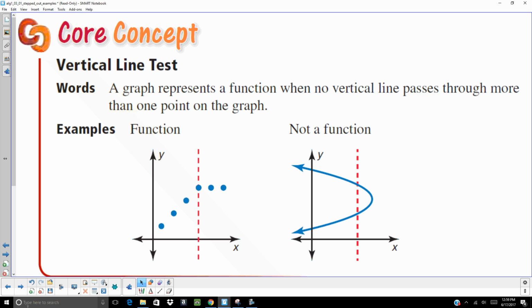All right, the vertical line test. You're going to always hear a lot about the vertical line test. The easiest thing on this one is use it when you're given a graph. If you draw a vertical line, that means that it goes up and down, and it passes through only one point at a time, then it is a function. If that vertical line ever passes through more than one point at a time, it is not a function.